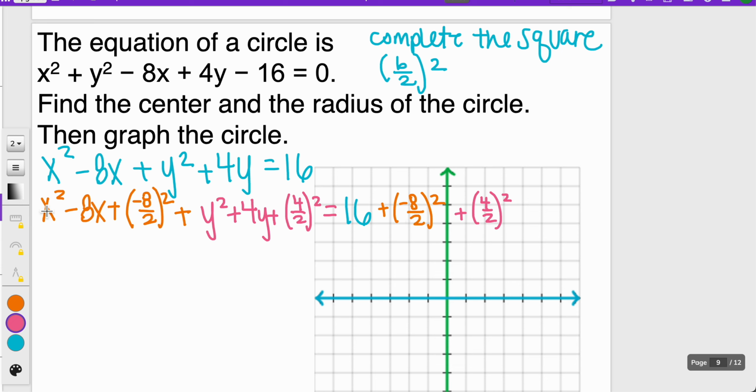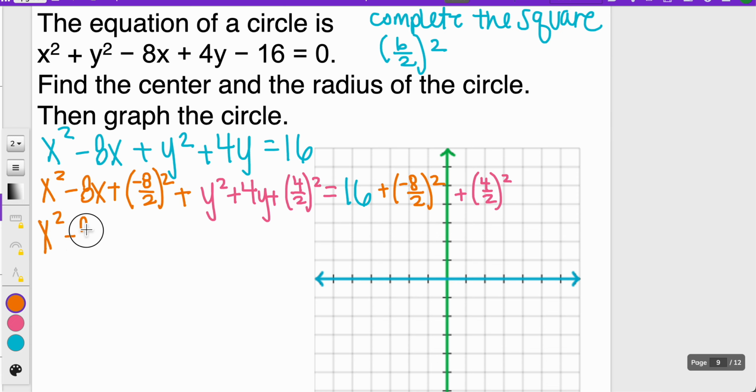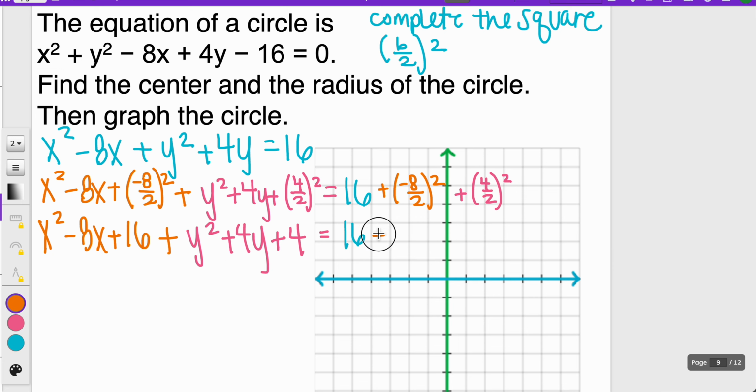All right, so that's going to help me make my answer in the format of the standard equation of a circle. This is what it's going to turn out to be: x squared minus 8x, and then -8 over 2 is -4, squaring that is 16. Then plus, here come my y's, y squared plus 4y, 4 over 2 is 2, 2 squared is 4, is equal to 16 plus 16 plus 4.